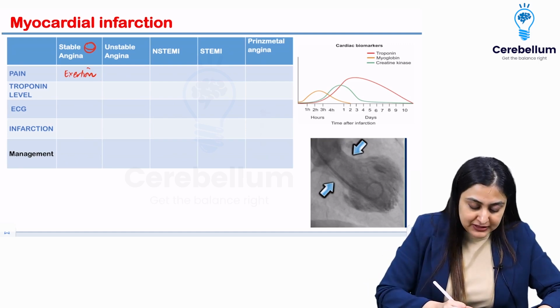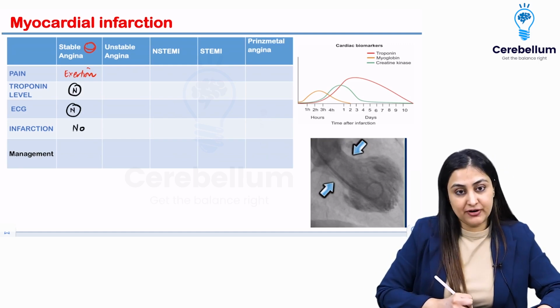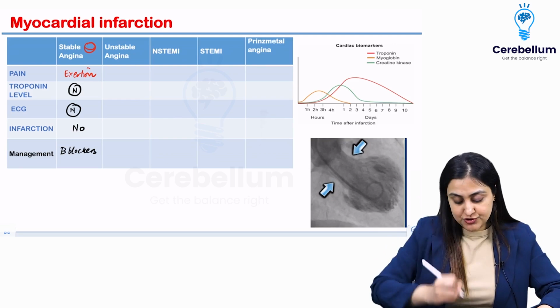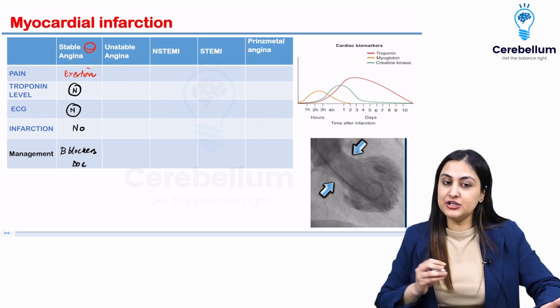What about the troponin level? It is going to be normal. What about ECG? It's going to be normal. Is there any infarction? No infarction. So stable angina, remember, it's just going to be conservative management. The drug of choice is beta blockers. All right, so beta blockers are our drug of choice, which reduce the myocardial oxygen demand.